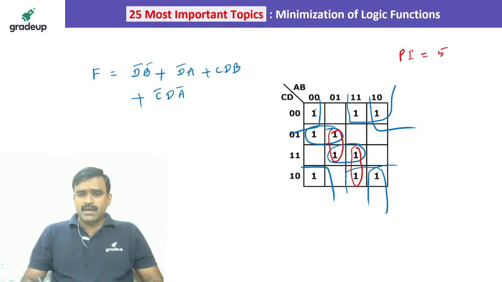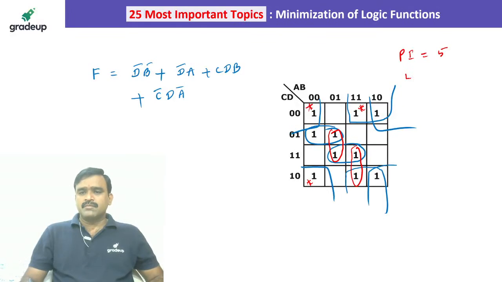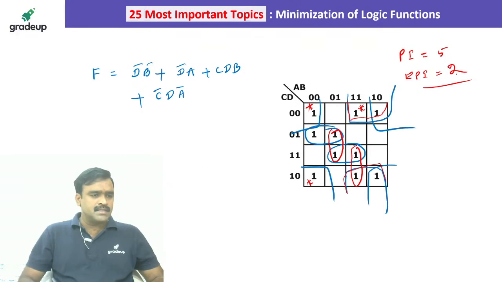And essential prime implicant, distinguished ones. So this is a distinguished one, this is a distinguished one, and this is a distinguished one. That means a prime implicant which contains one or more distinguished ones is nothing but an essential prime implicant. So there are 2 prime implicants containing distinguished ones. 4 corner ones is an essential prime implicant, and this one is also an essential prime implicant because it contains at least one distinguished one. So 2 essential prime implicants.